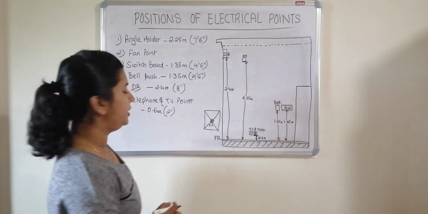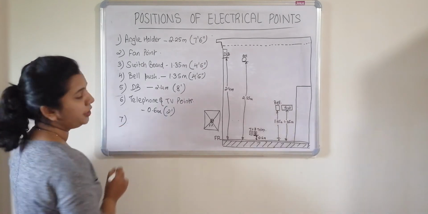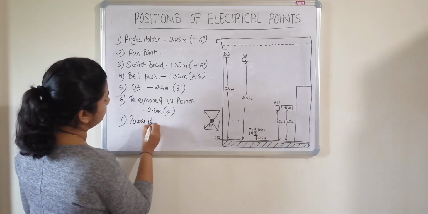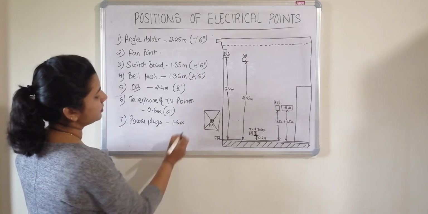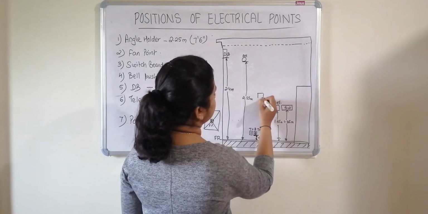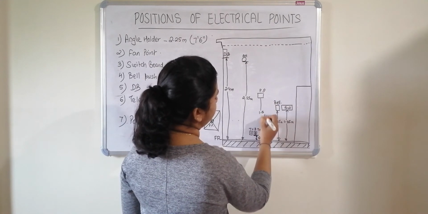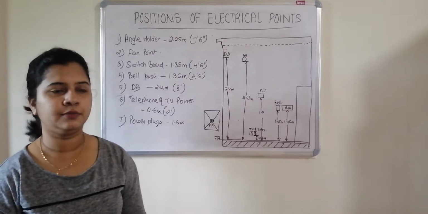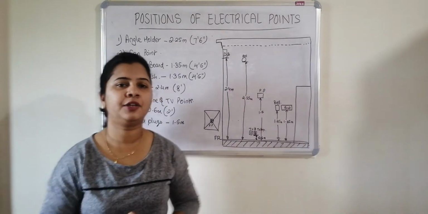And the power points in the bathroom are provided at the height of 1.5 meter. The power plugs are provided at the height of 1.5 meter. It will be somewhere here. It is 1.5 meter to the bottom from the finished floor level. So these are the standard heights provided for these electrical points.